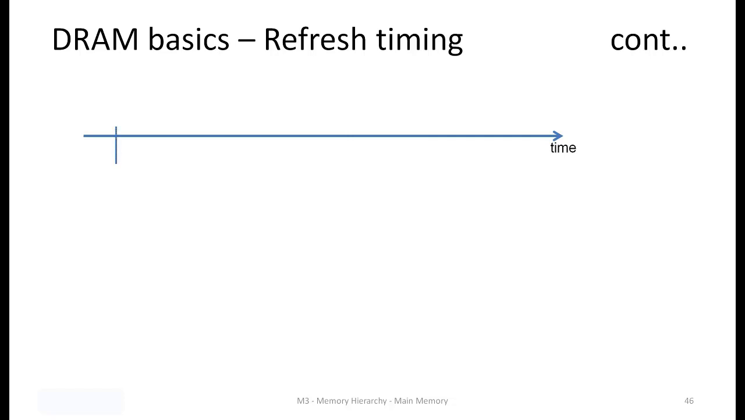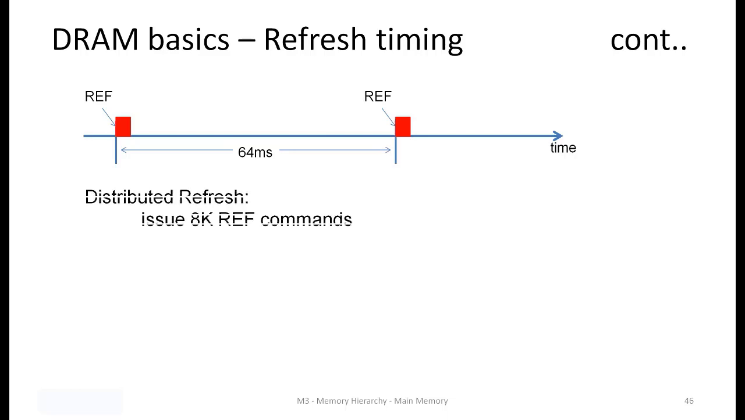If you look at the timeline, once a refresh command is sent to the device, it spends a certain amount of time refreshing, that is marked as the red box here, and we need to send a refresh command every 64 milliseconds. So this was the case when the capacity of the DRAMs was low and the number of rows in the sub-banks was very few.